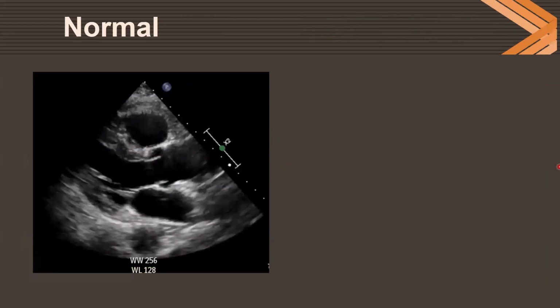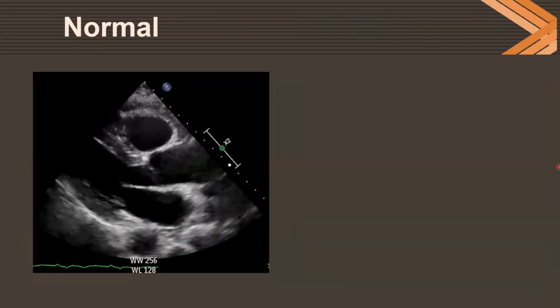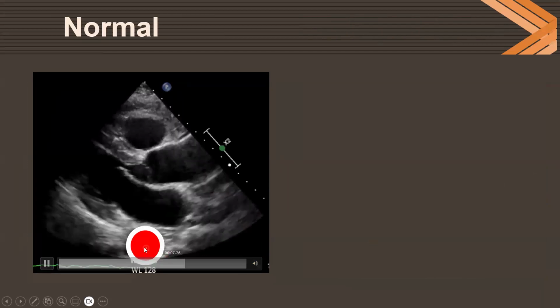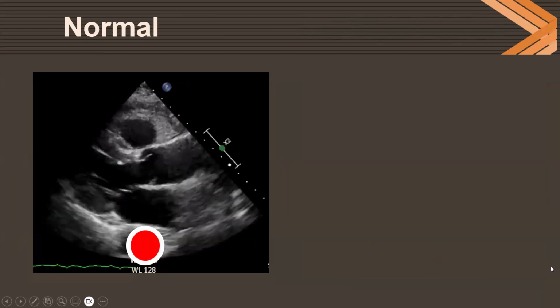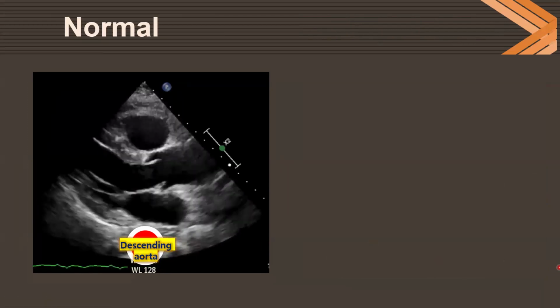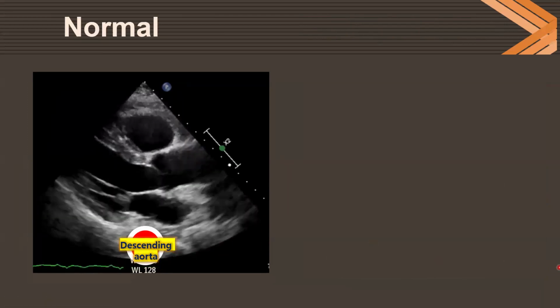This is a parasternal long axis view and it looks normal. I want you to see this structure. This is the descending aorta. And now I will discuss the next cause of obstructive shock.